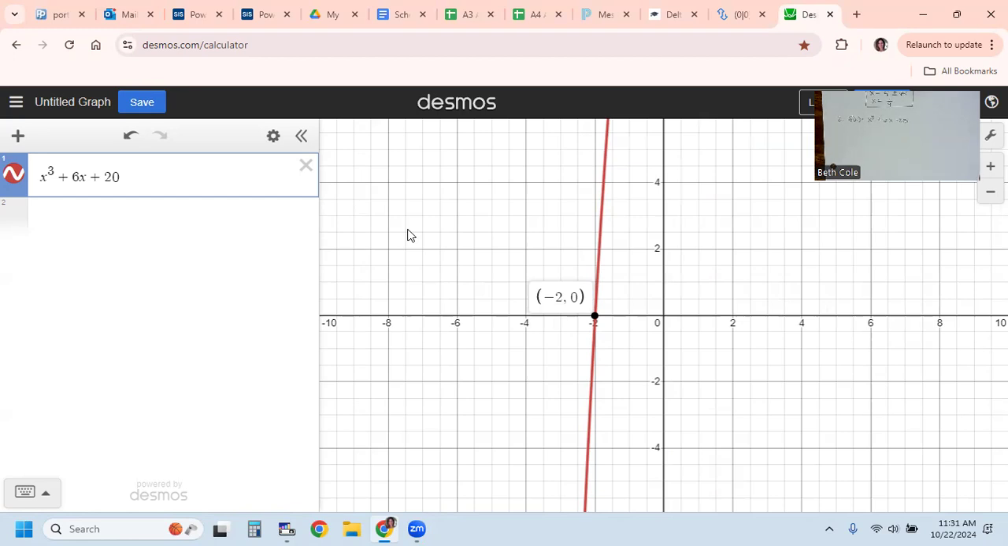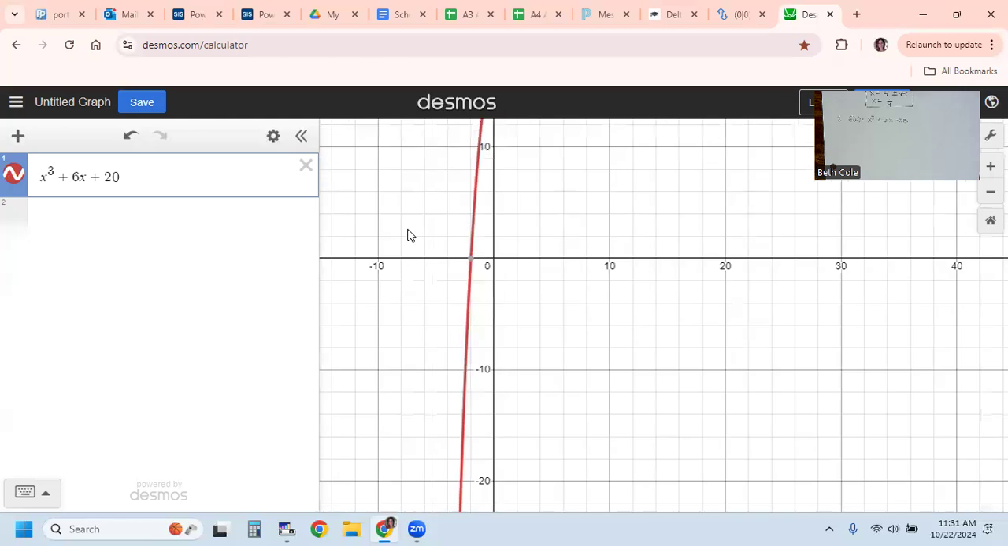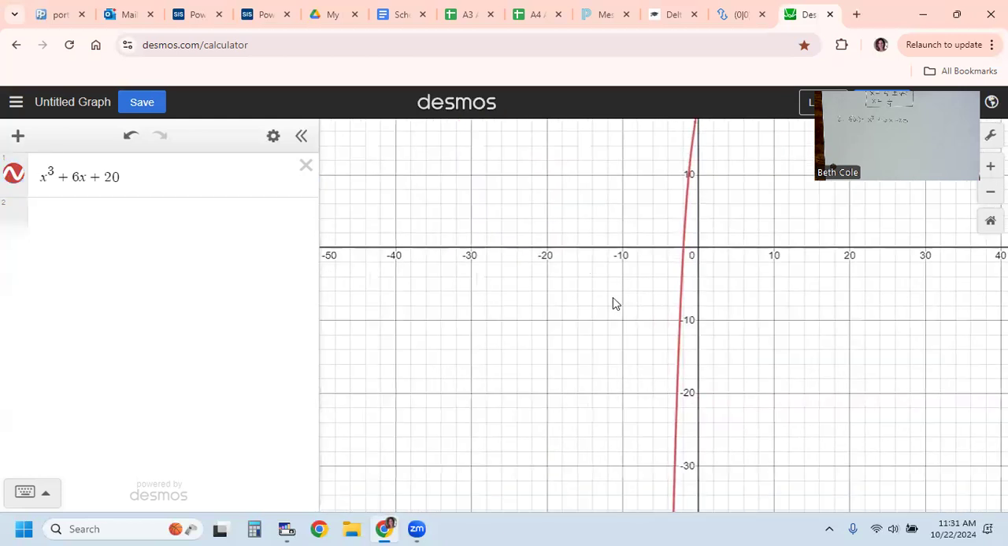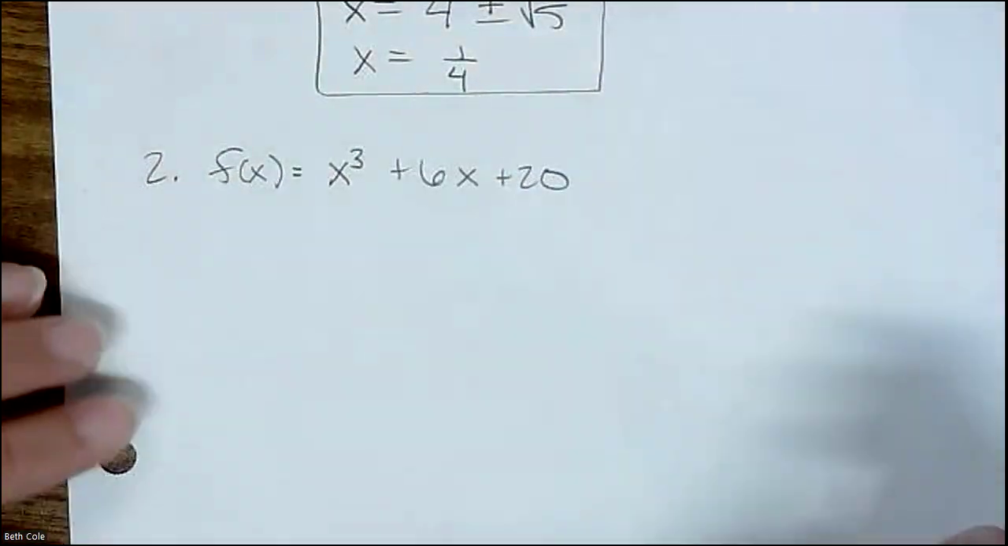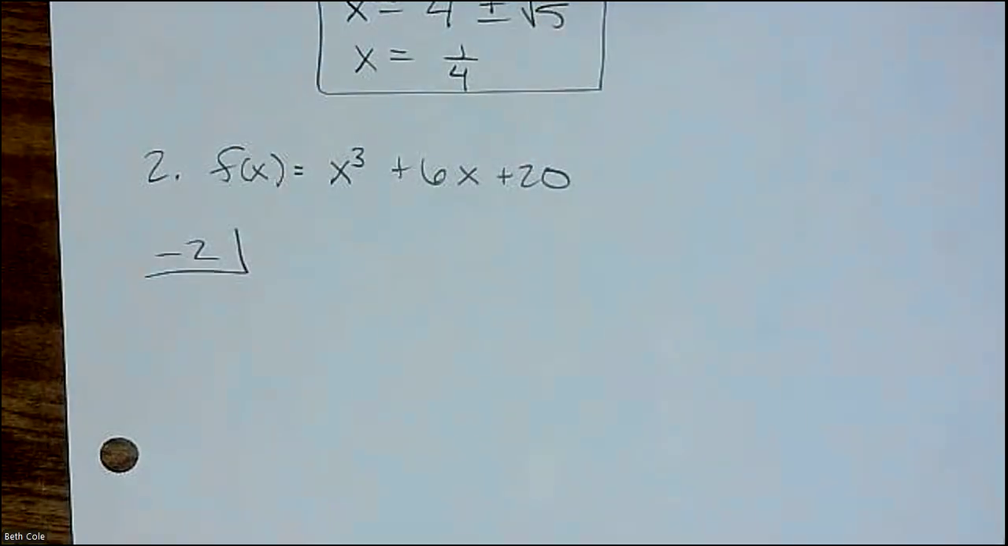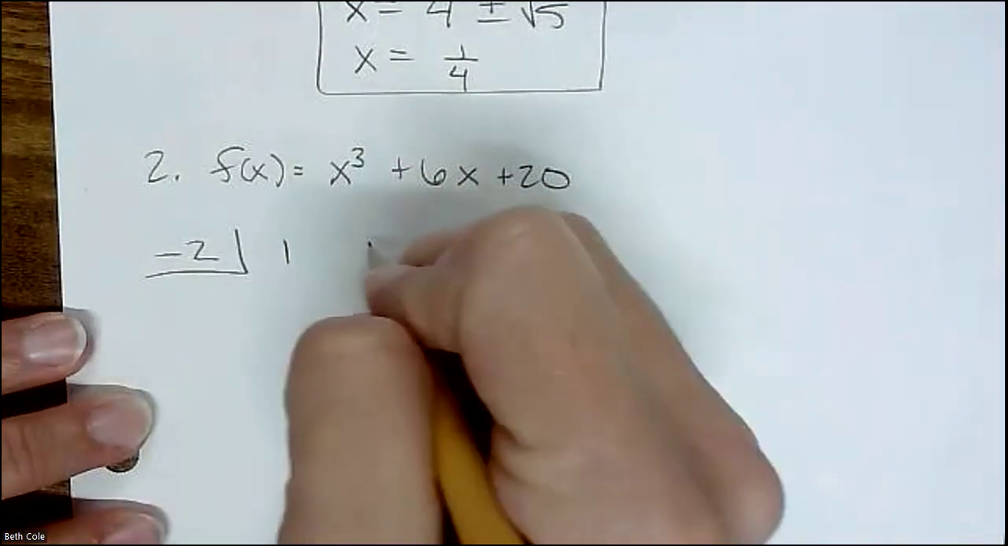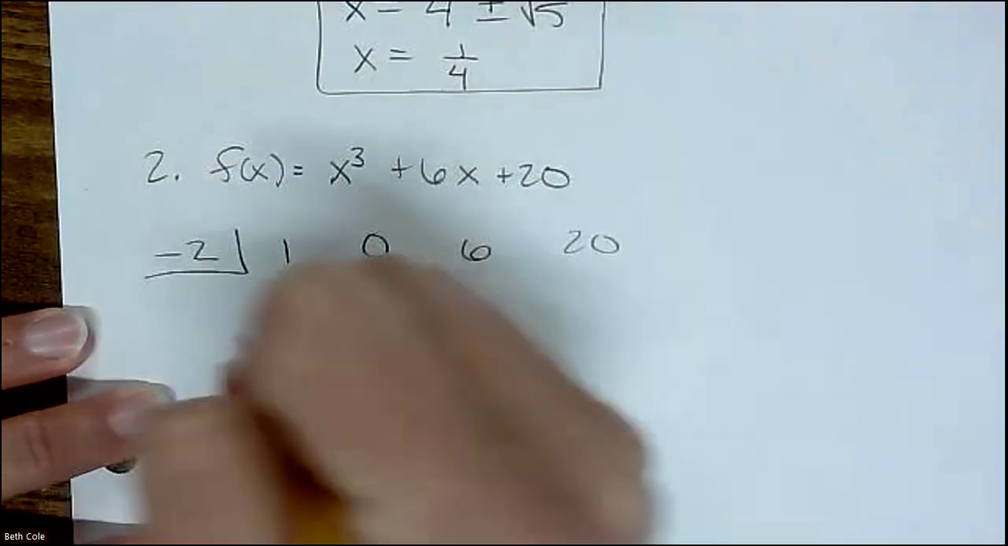All right. What number is going to go in the little box off to the side? -2. Follow-up question. Do you see any other places this touches the x-axis? They're going to be imaginary, okay? Because we are going to get 3 answers. The others are just going to be imaginary. So -2 goes in the little box. What are my countdown numbers going to be? 1, 0. 0, good. 20, all right.